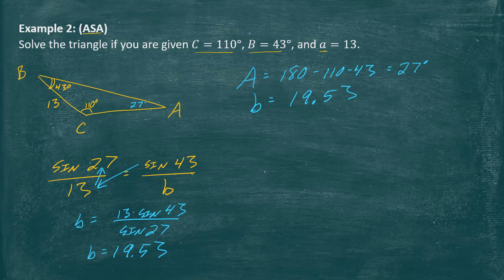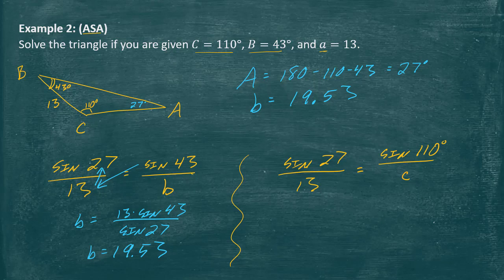So now if I go ahead and do a similar step, but to solve for side C, I'm going to go ahead and use that same ratio of sine of 27 over 13 as my key. And this time, instead of being the angle 43 degrees, now I'm going to reference the angle 110, because that's the C angle, and that should let me solve for the side C. So just like before, cross multiply and divide. My C value for this one would be 13 times sine of 110 all over sine of 27.